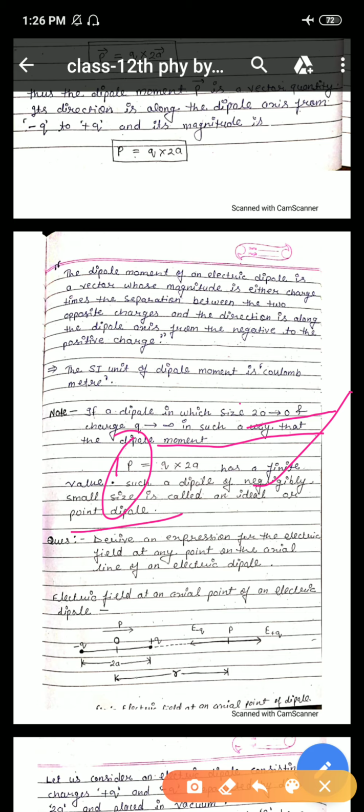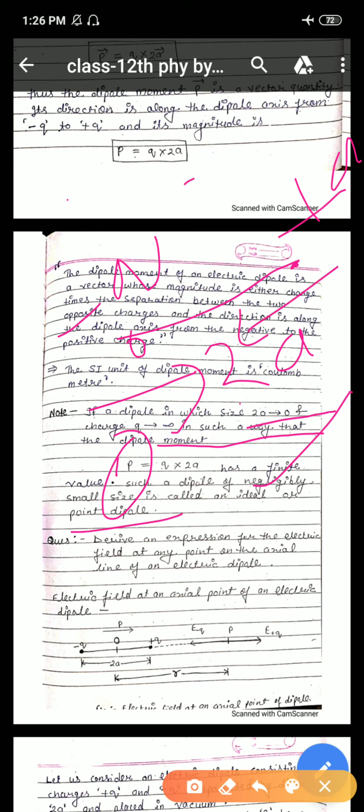Suppose for a point dipole, this one is the minus charge and this one is the plus charge, and the separation between them is 2a. When 2a tends to 0, slowly both charges come near, and at that point it is just like a point, so you can say point dipole. Is it clear, student?